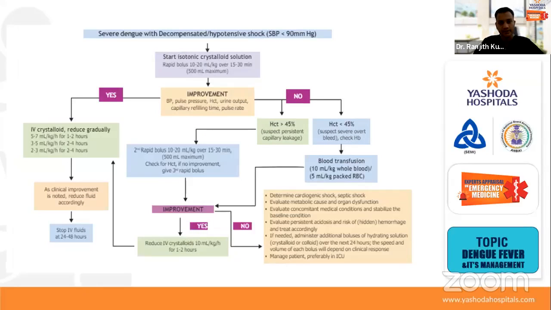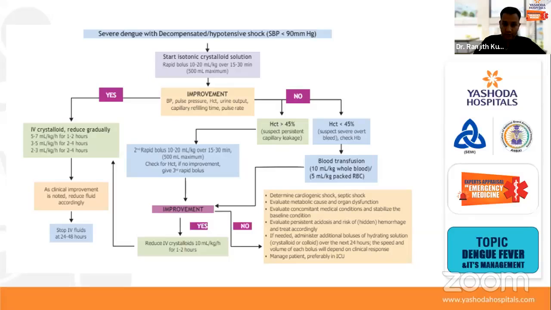In patients with decompensated shock, a fluid bolus of 10 to 20 ml per kg should be given, to a maximum of 500 ml. It should be given over 15 to 30 minutes instead of 1 hour, and looked for any improvement. And the same algorithm follows, where titrated lower levels of IV fluid administration is done, and IV fluids are stopped ultimately over the next 24 to 48 hours. If there is no improvement, or the hematocrit is still high, then another bolus of IV fluid at the same rate, at 10 to 20 ml per kg over the next 15 minutes, has to be given.